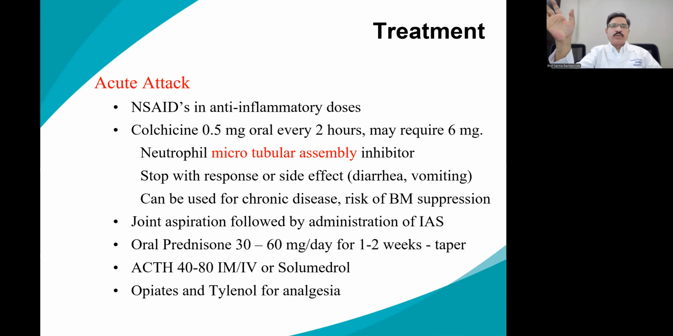So what do I have? I have NSAIDs, which can be used in the acute inflammatory response, and then colchicine, 0.5 milligrams every 2 hours, joint aspiration followed by intra-articular steroid injection, prednisolone 30 to 60 milligrams for about 1 to 2 weeks, ACTH 40 to 80 units, or Solumedrol, opiates and Tylenol. This is the treatment for acute attack.